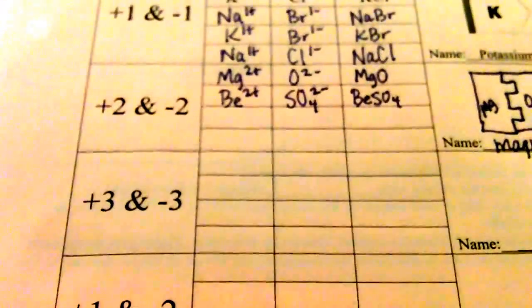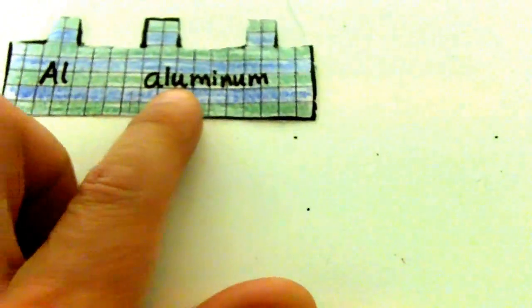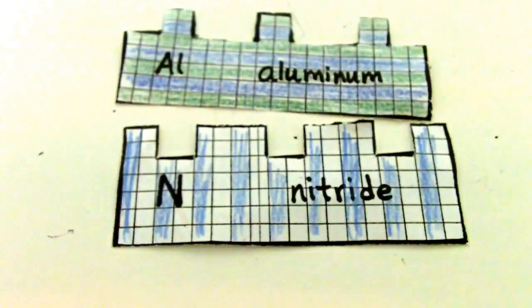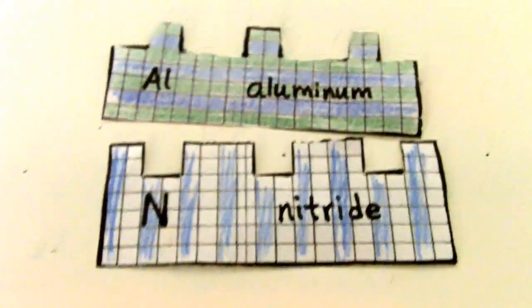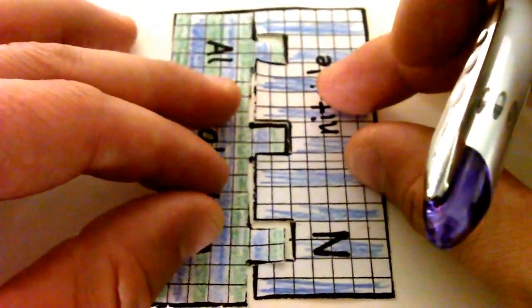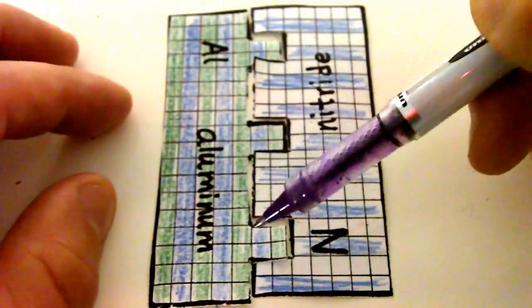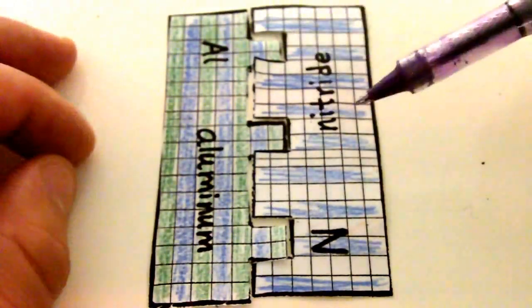Moving on to the +3 -3 charge combination. We had two elements to choose from for the +3 -3 charge combination. Aluminum was one of those metals. And for a -3 charge combination, we had nitrogen and phosphorus. I have selected nitride here. So then, with this, it's a matter of seeing how these two pieces come together just like the previous set did. And the 3 tabs of the aluminum fit into the 3 slots for the nitride.